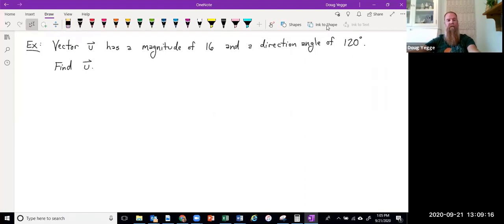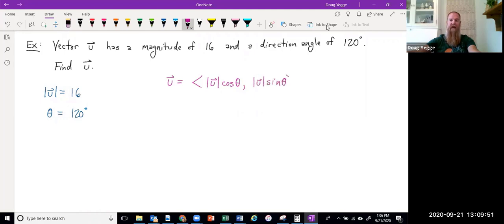Now in this example, we want to find vector u, and we're given the information that the magnitude of vector u is equal to 16. And we're told that our direction angle is 120 degrees. So we want to find vector u, which we know has the form, in angle brackets because it's a vector, the magnitude of u times cosine theta, and the magnitude of u times sine theta. Now it makes sense that the x coordinate is cosine theta and the y coordinate is sine theta because that's what we derived from our unit circle.